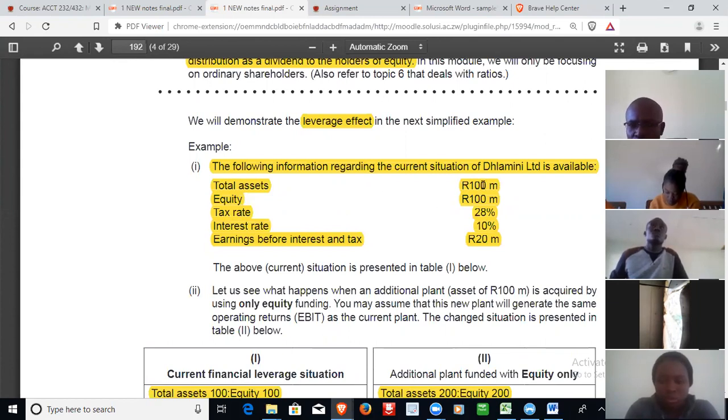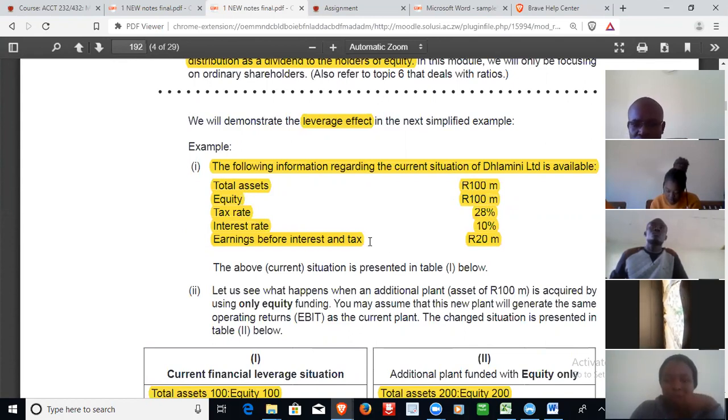Then how has it been financed? It has been financed through equity to the tune of 100 million. And then the tax rate is 28% of profit before interest. Then the interest rate is 10% of debt. Are you together?